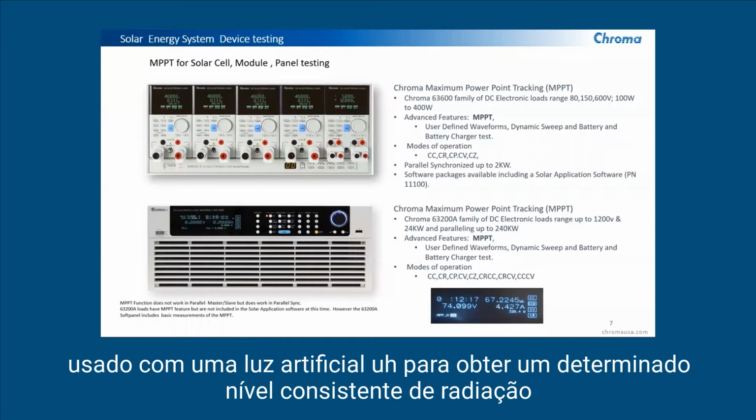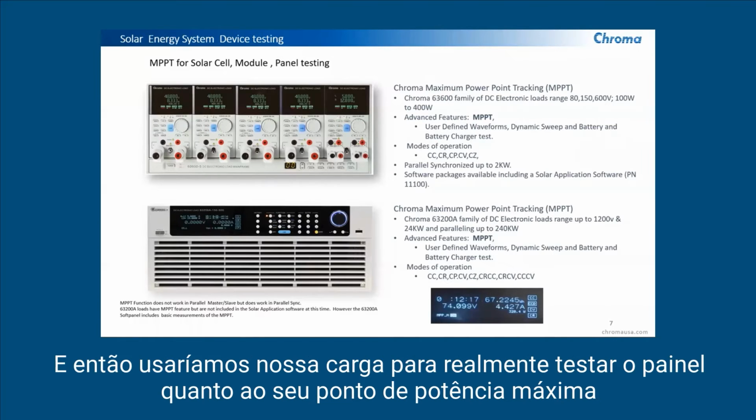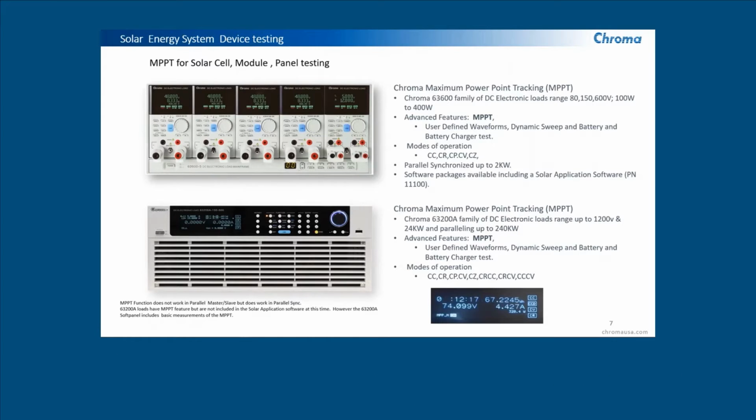This is typically done in a manufacturing test where the solar panel would be used with an artificial light in order to get a particular, consistent radiation level on the panel. Then we would use our load to actually test the panel for its maximum power point under those conditions.